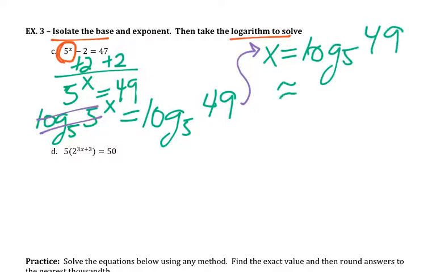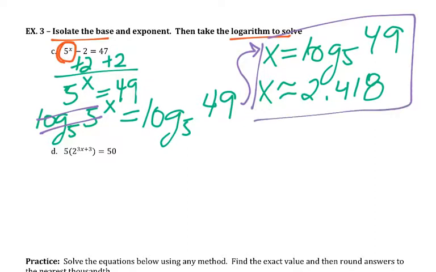And if you plug that into your calculator, again, you would go to math. I'm going to option A. You might have a different option. And then put in log base 5 of 49, and we get approximately 2.418. We're going to use both of these as answers, an exact answer and an approximate answer.